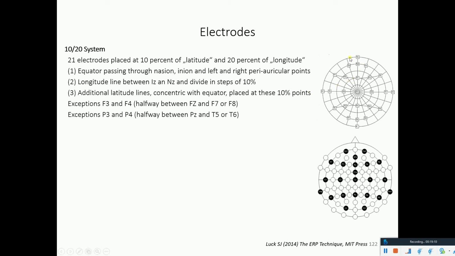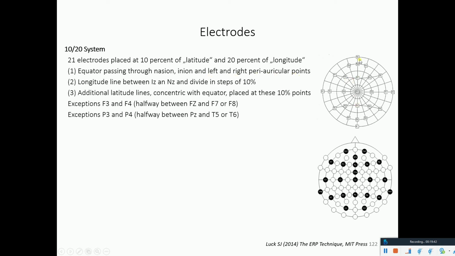The idea is that you establish a coordinate system on the scalp, and then you measure these latitudes and longitudes with respect to this coordinate system. So of course you need to establish some references here, and the idea is that you have an equator passing through the nasion, inion, and the left and right periauricular points.